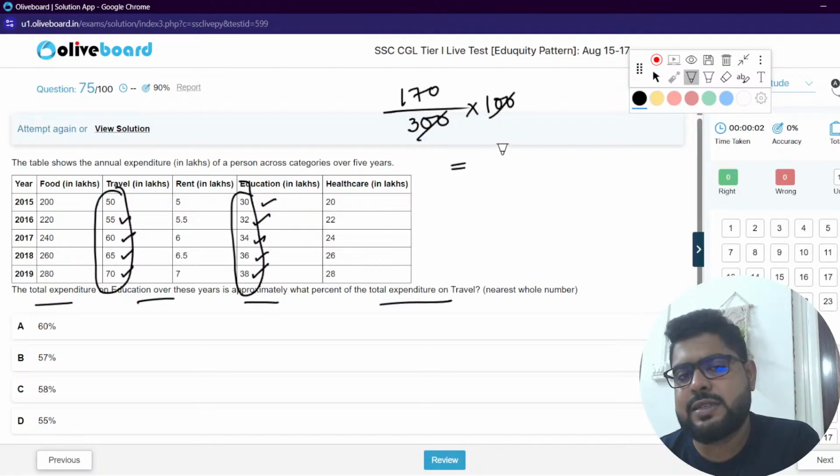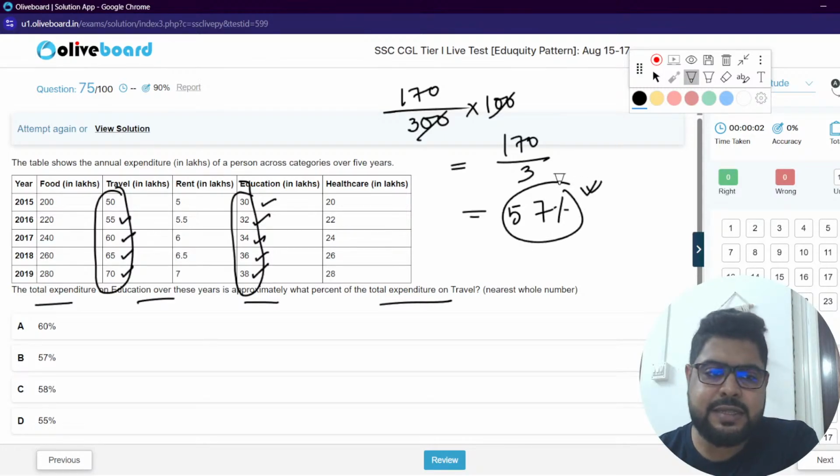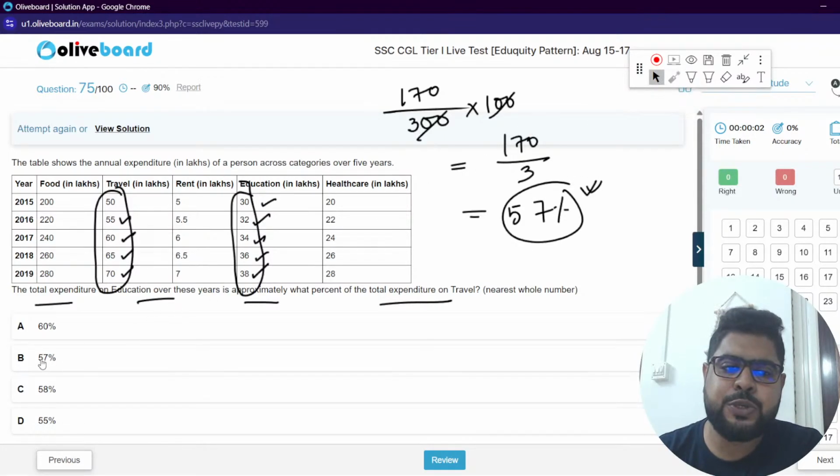So this is this. So 170 by 3. So 3 5s are 15, 56.66, meaning, sir, 57%, I guess. 57%, option number B is the answer.